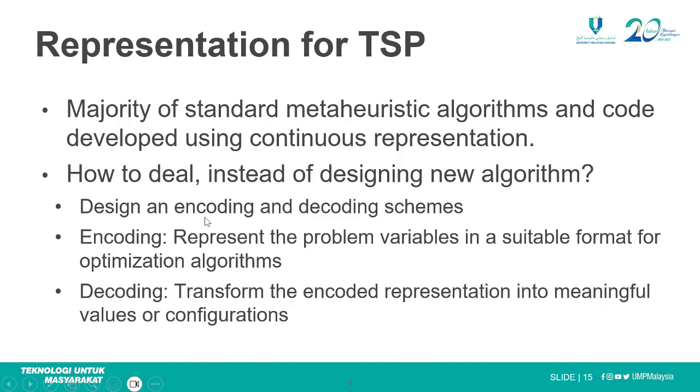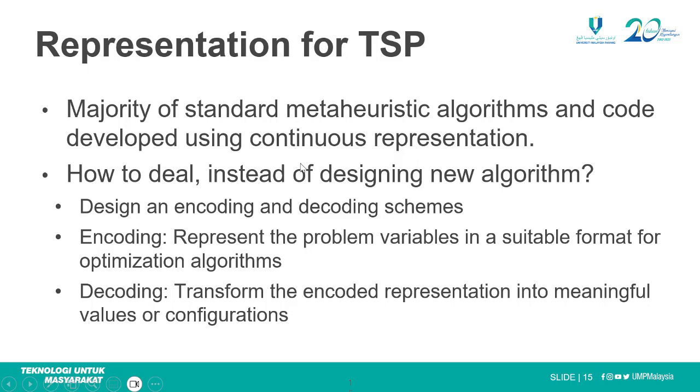So we can design an encoding and decoding scheme in order to fit our permutation problem into the continuous representation in the standard algorithm. Encoding is representing the problem variable in a suitable format for the optimization algorithm. That means if we are utilizing an algorithm developed based on continuous representation, we must also use continuous representation to represent our problem.